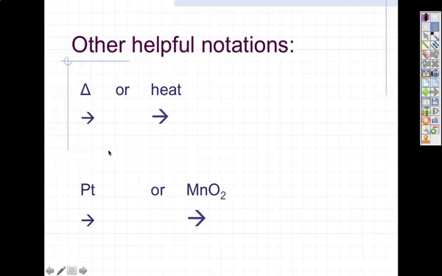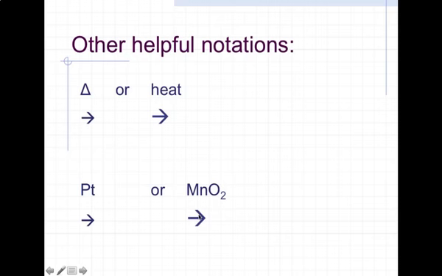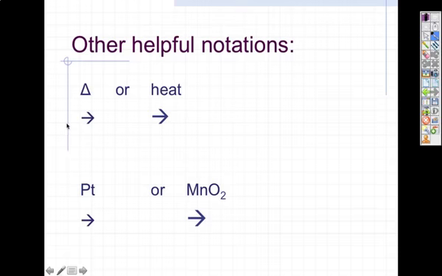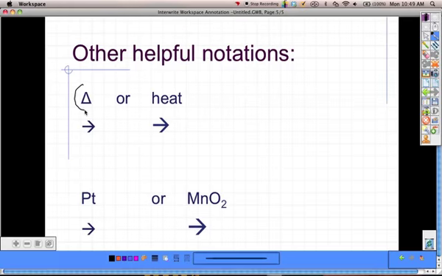So, other helpful notation, we started talking about this a little bit. If you write something above an arrow, that's just helpful information for you. So if I have a delta, which is the Greek symbol for D, that means heat change. Or I could write out heat. So I'm adding some heat to it. You might also see an arrow with UV. Maybe we need a special type of light for it to occur.